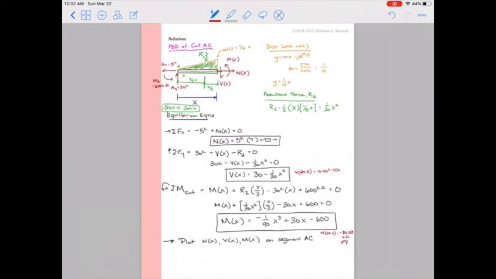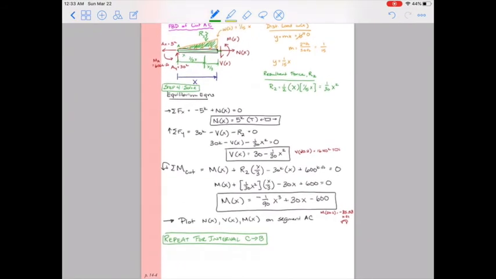All right, finally, we need to look at this for the next segment. So kind of the last step, step number 5, is just to repeat steps 3 and 4 for every interval that you identified in step 2. So in this problem, we're going to have to repeat steps 3 and 4 for interval C to B. And so what exactly does that look like?